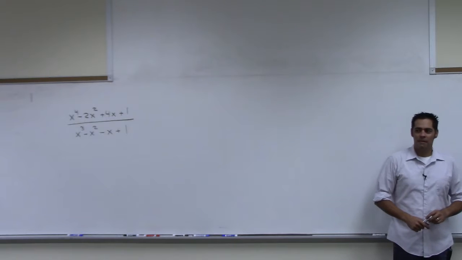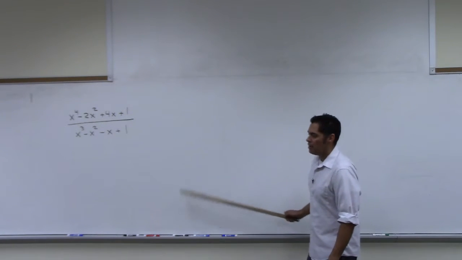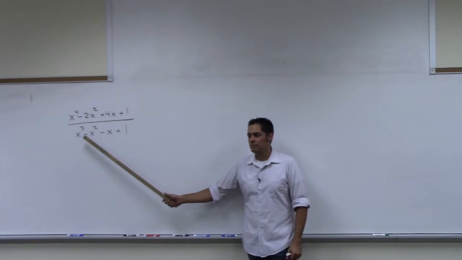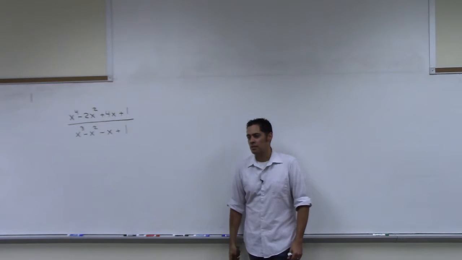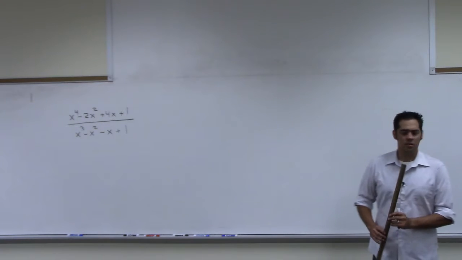Can we do synthetic on this one? The conditions for synthetic are that the denominator is linear. You have to have a single linear factor to do synthetic division. So there's no way around it. You must do long division first.